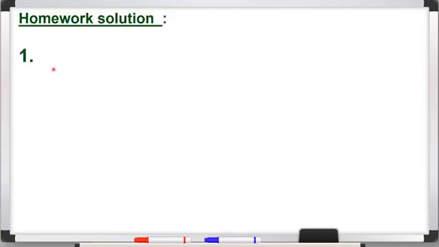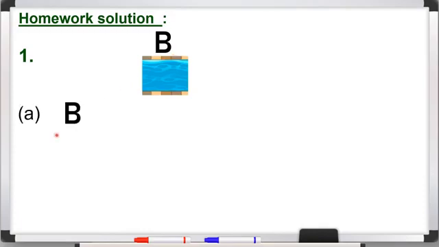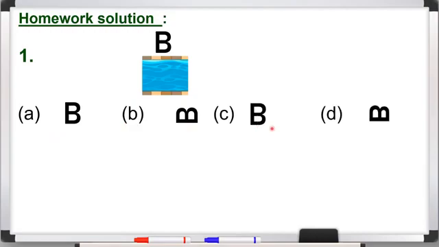Homework solution. Question number 1. Here the letter B is given and this is the water. Now we have to see the water image of this. So our options are A, this type of B, B, this type of B, C, this type of B, and D, this type of B.